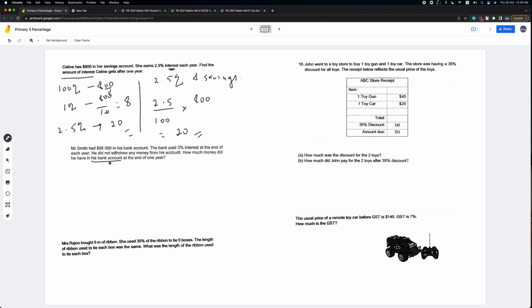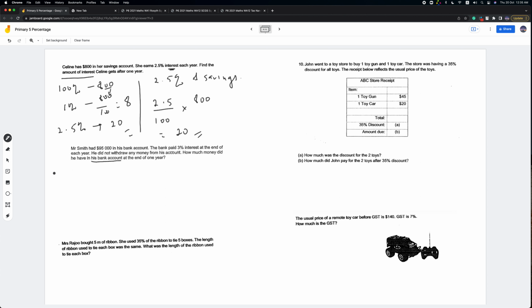Okay, this is the one we're talking about. Be careful about the final part of the question, what they want you to find. So Mr. Smith had 95,000 in his bank account. The bank paid 3% interest at the end of each year. He did not withdraw any money from his account. How much money did he have in his bank at the end of the year? So this is not just the interest, this is the total.